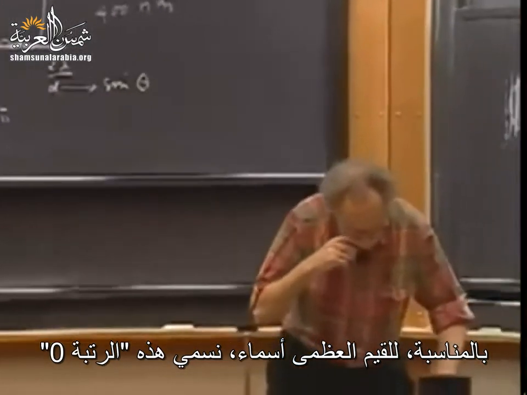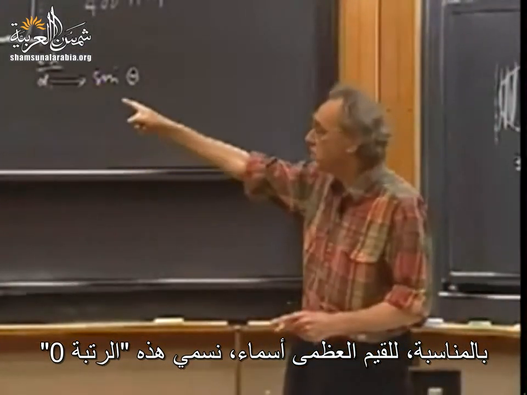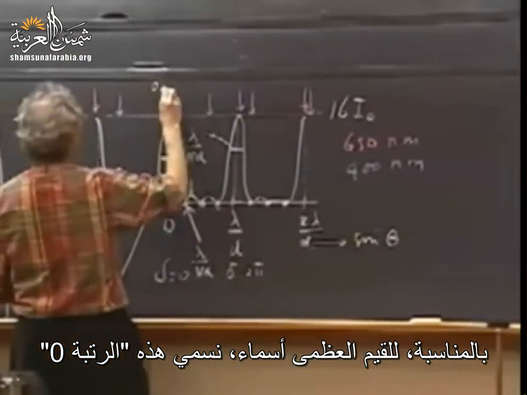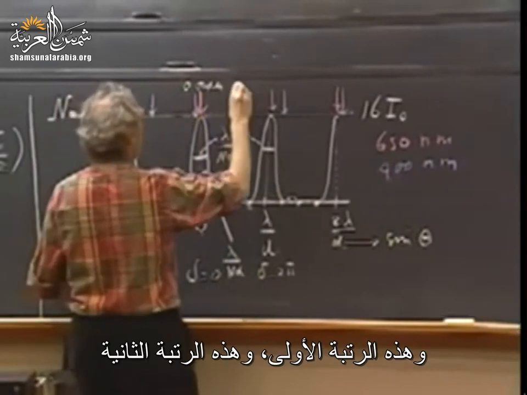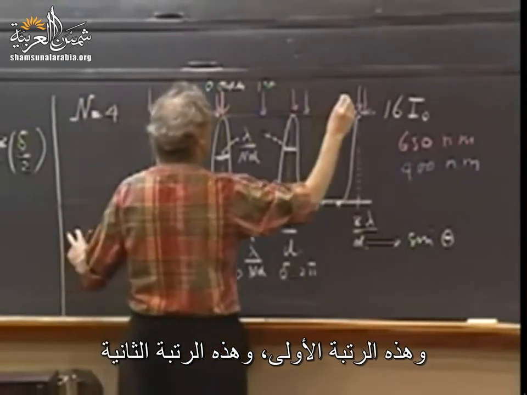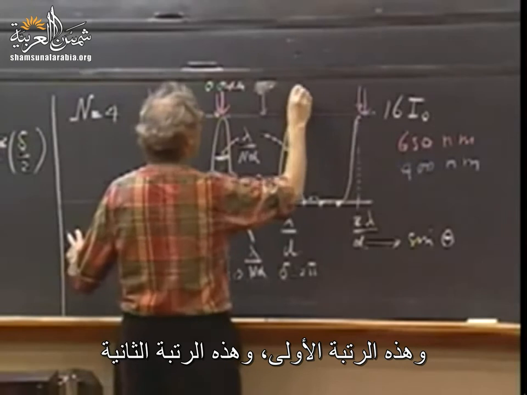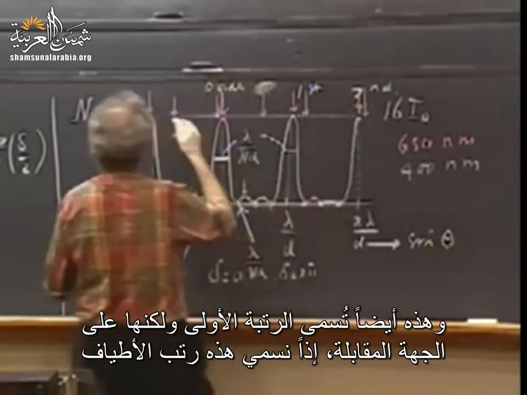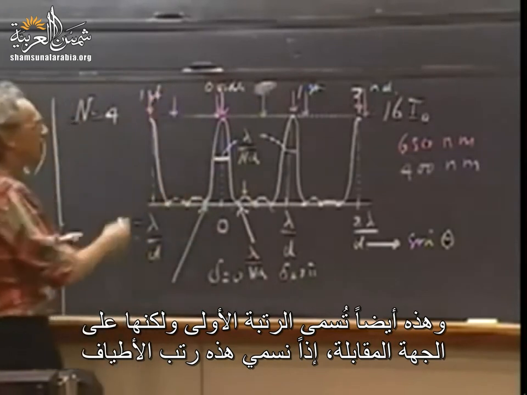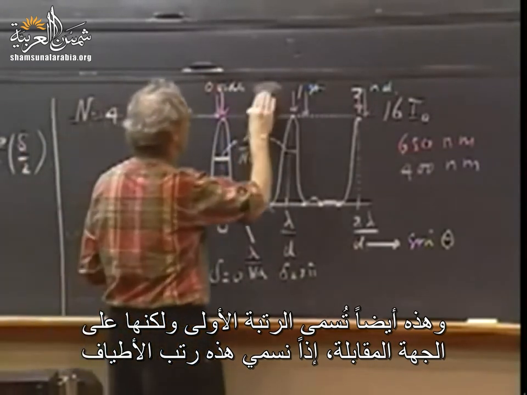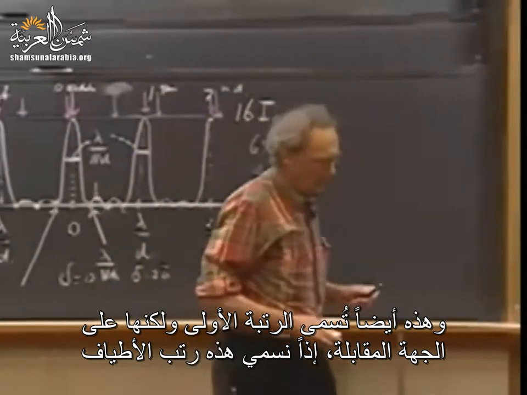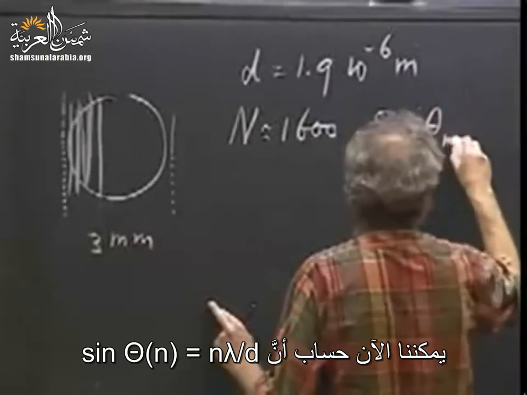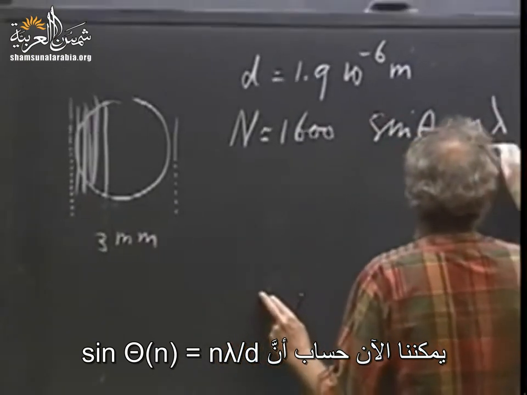So let's calculate at what angles we would then see the first. By the way, these things have names. We call this 0 order. And we call this first order. This is first order. And we call this second order. And this is also called first order, but it is on the other side, of course. So we call these orders of the spectra. So you can now calculate that the sine of theta n is n times lambda divided by d.